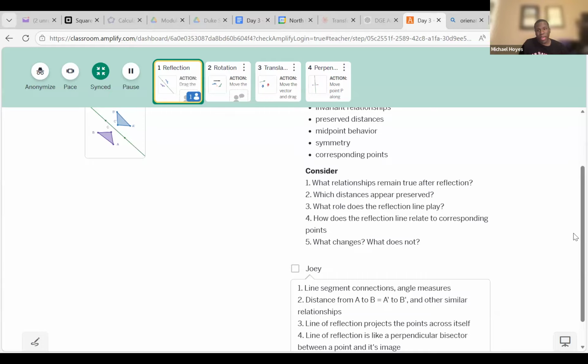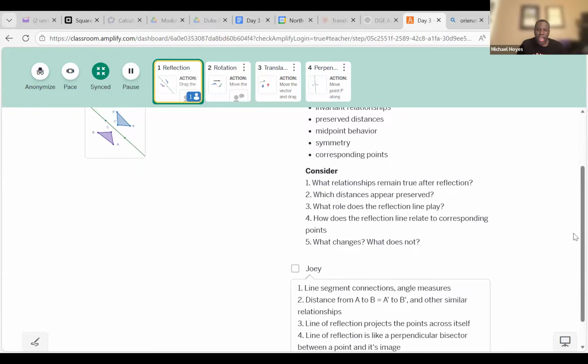That's important: the distance from the pre-image to the reflection line is the same as the distance from the image to the reflection line. And what that also means is points that are on the line remain on the line. They always remain in the same place. That's one thing that stays the same. Points on the line remain on the line as they're being reflected over the line.